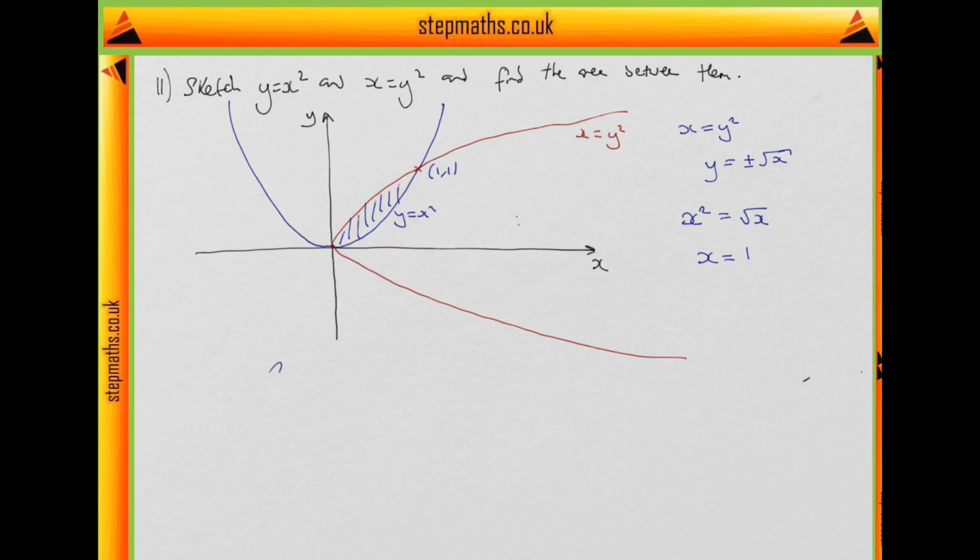So doing that, we get the area is the integral between 0 and 1 of x to the half, the positive region, minus x squared dx, which equals 2/3 x to the 3 over 2 minus 1/3 x cubed between 0 and 1, which is 2/3 minus 1/3, which gives us the area as 1/3.